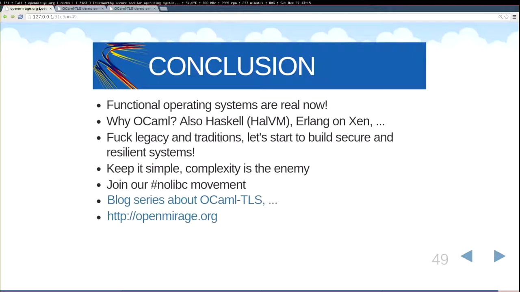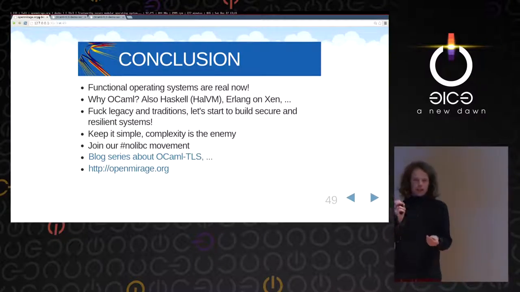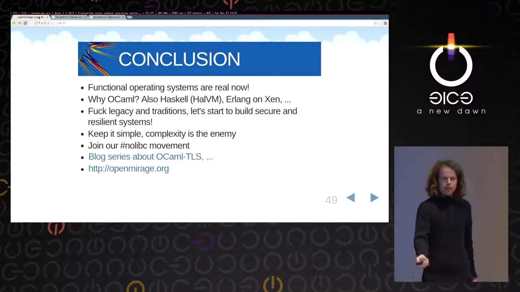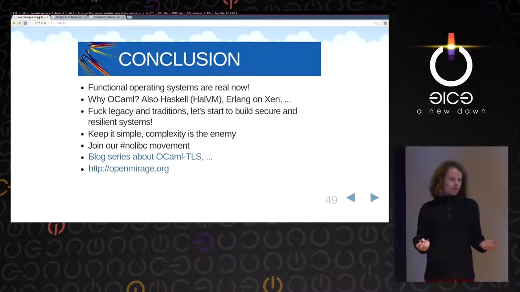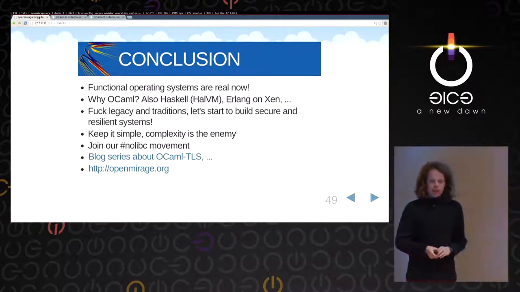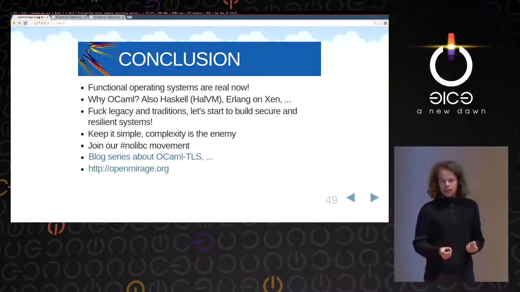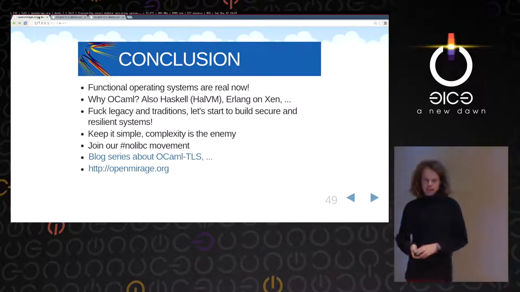You might ask, why OCaml? Well, because Mirage OS was there, but there are other unikernel-based approaches, in Haskell called HaLVM, and there's Erlang on Xen, so you can execute Erlang directly on the machine. And I believe, forget legacy and traditions, let's start to build secure and resilient systems. In Germany, we managed to phase out nuclear energy by 2022 or so. And that's also 70s technology, similar to Unix. Let's phase out Unix as well.